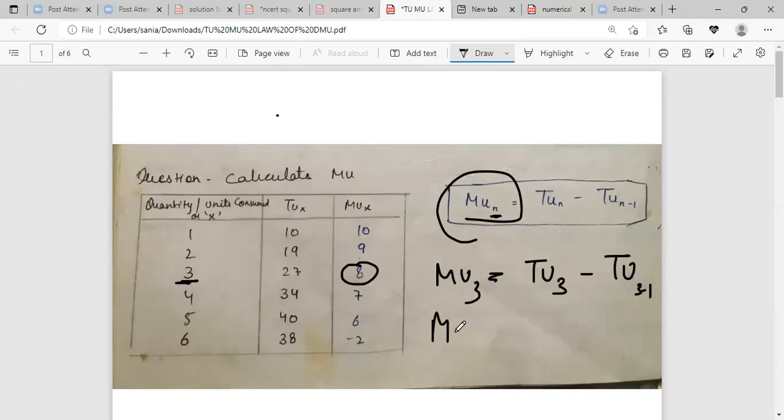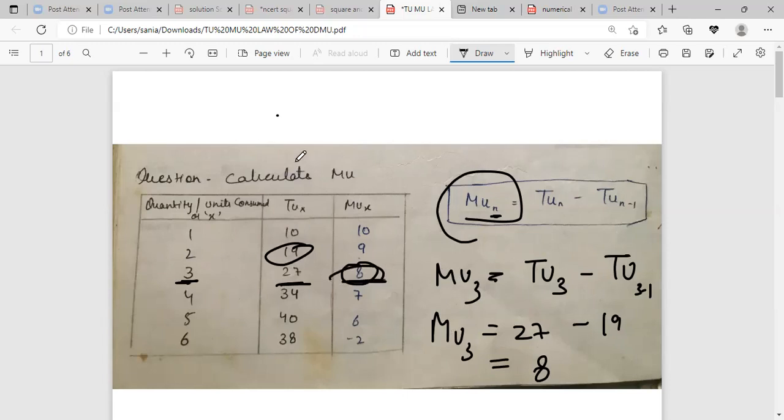So your mu3 will be: tu3 is 27, and tu3 minus 1 is tu2, which is your 19. If you subtract these, you will get 8. Yes, teacher, 19, you will get 8. Actually, I thought it's 11. Okay, yeah, 8. So you'll get 8. So this is how you are going to find it out.